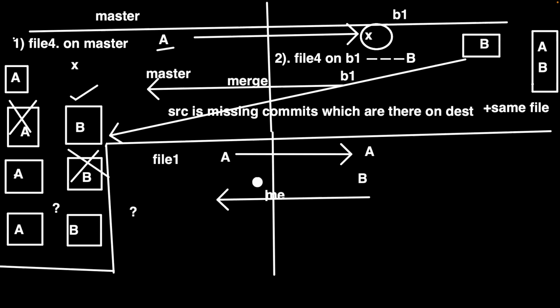Will you get a conflict here? Same file. No, no, because only A is the commit. So this is the scenario without conflict.